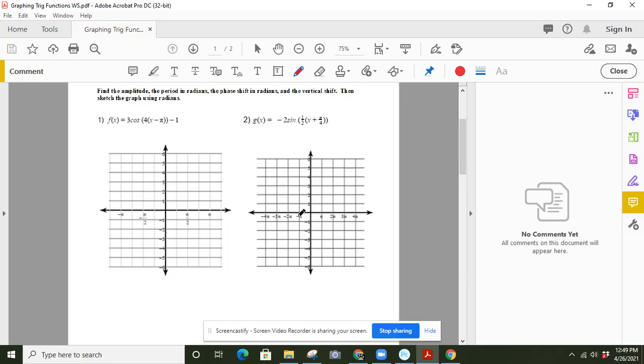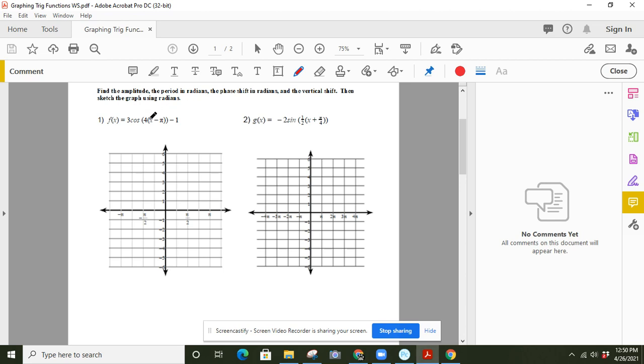All right, so let's go over these 4 homework questions here. So number 1 is graph 3 times the cosine of 4x minus pi, minus 1. Okay, so we need to find the amplitude, which is just the 3.